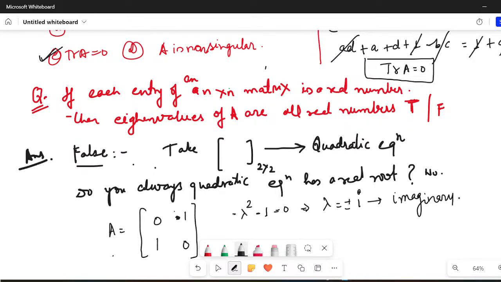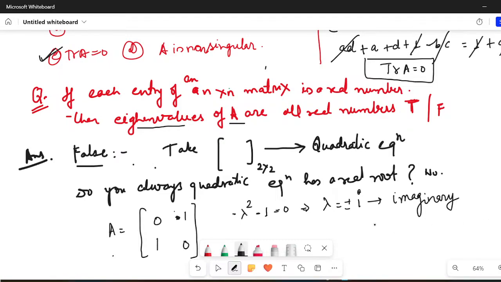So there is no guarantee that if all the entries of an n cross n matrix are real, then the eigenvalues have to be real. They may be imaginary as well. I hope it is clear.